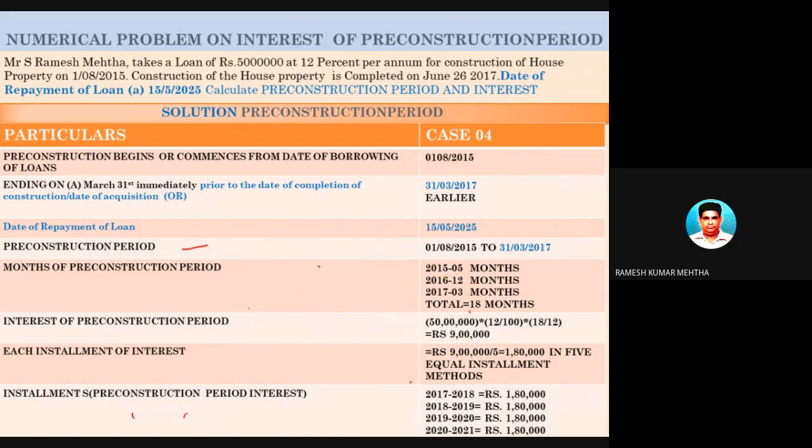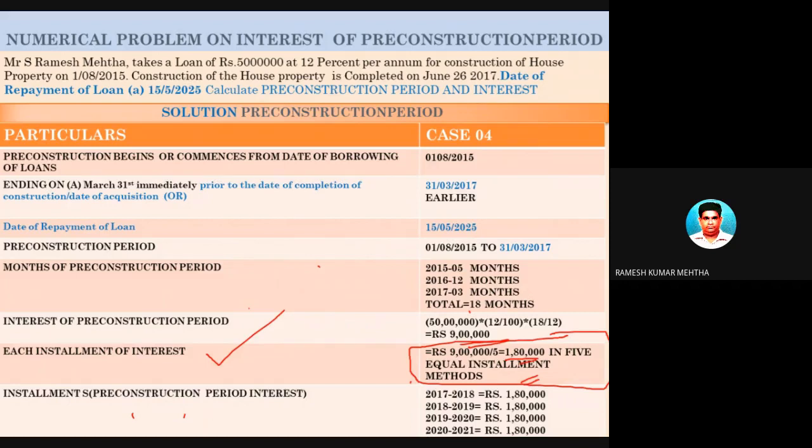The next step is you have to find out five equal installments. Each installment of interest is equal to total interest by 5, which is 1,80,000 rupees. So this 1,80,000 rupees will be allowed as deduction for 5 years until it gets completed or extinguished.